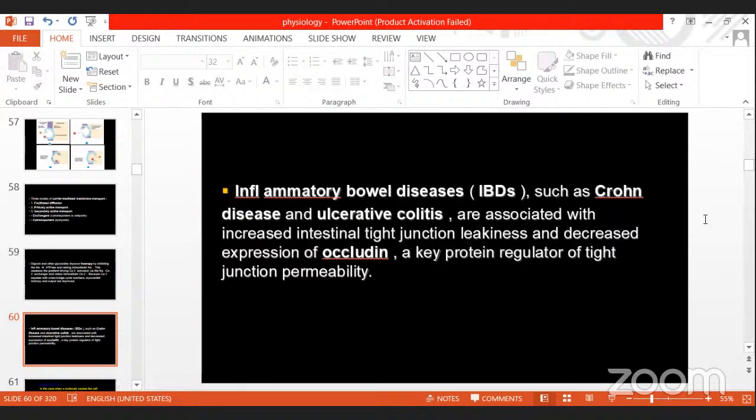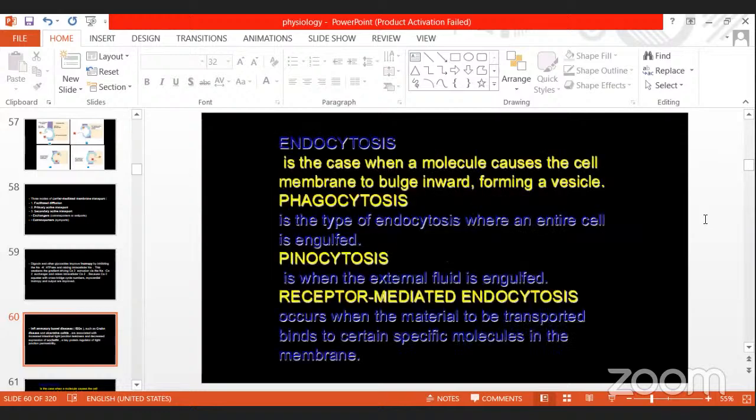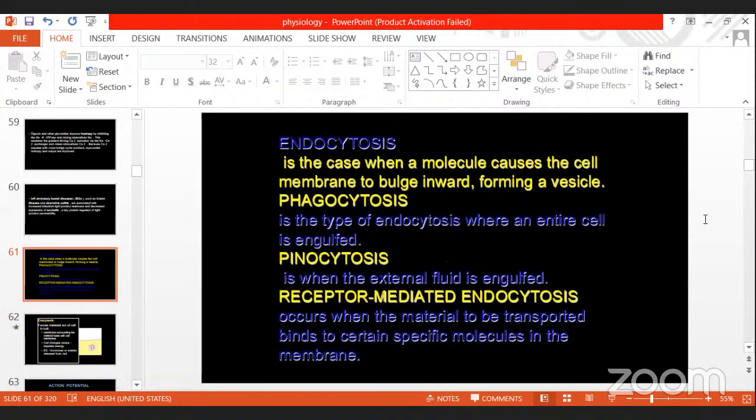So next, we are going to endocytosis and exocytosis. Endocytosis is the condition where the cell engulfs material by the membrane bulging inward and forming a vesicle. Phagocytosis is the type of endocytosis where an entire cell, a foreign body, is engulfed. Pinocytosis is where fluid is engulfed.